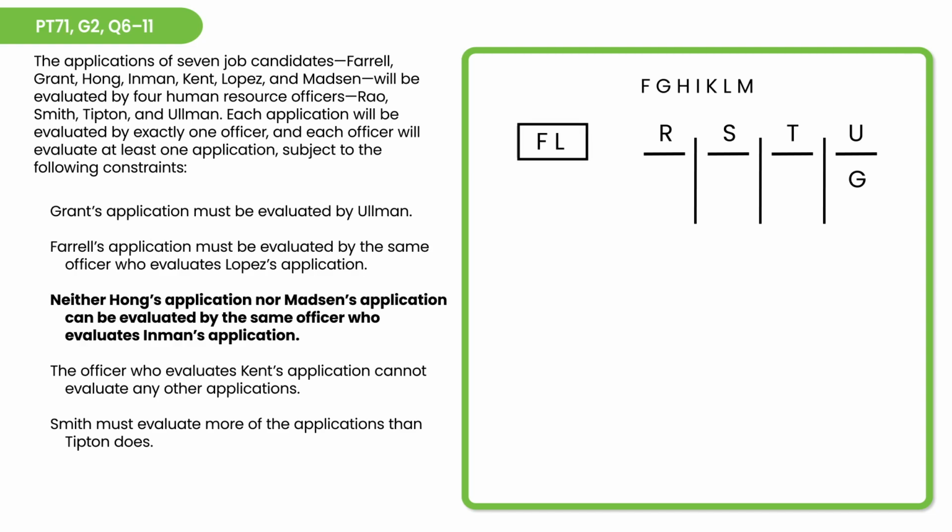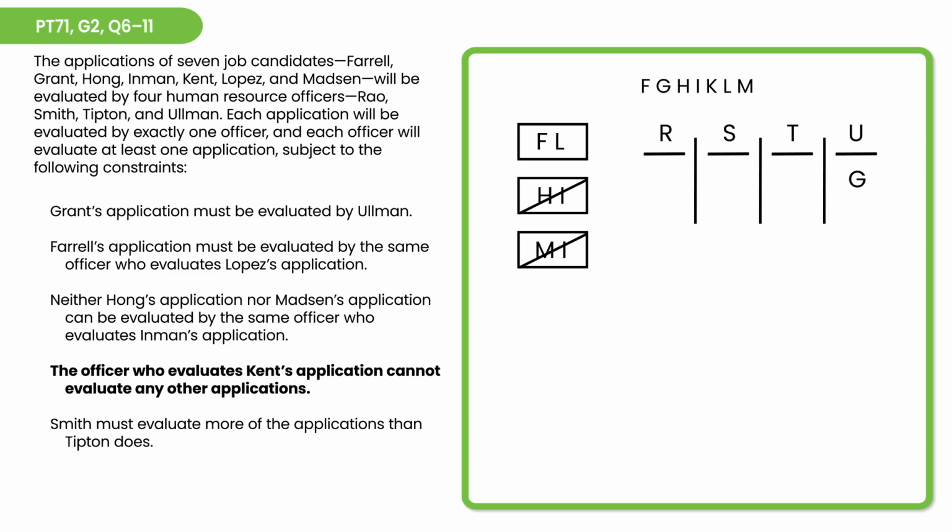The third rule tells us that neither H's application nor M's application can be evaluated by the same officer who evaluates I. H and I can't be together, and M and I can't be together. These create anti-blocks. As the second rule created a block, the third rule is creating a couple of anti-blocks. And that's pretty common with standard grouping games. These games tend to be about blocks, who's together, and anti-blocks, who's not together.